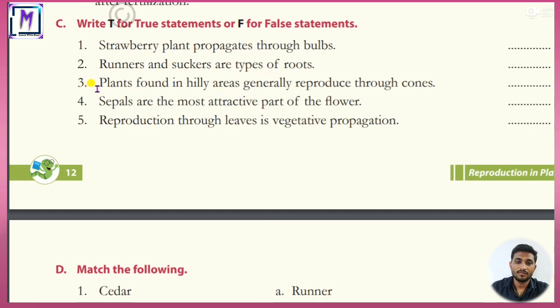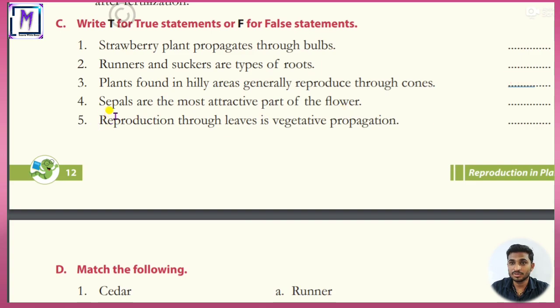Next one is the third: plants found in hilly areas generally reproduce through cones. We know that plants like cedar and pine are the plants which we find in hilly regions. These plants reproduce through their cones. That's why the third statement is a true statement.